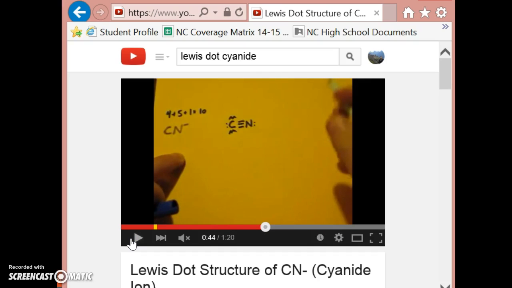So cyanide actually has a triple bond where carbon and nitrogen are sharing 6 electrons in the middle. Remember, each of the lines represents 2 electrons. So those 3 lines are 6 electrons. And then carbon and nitrogen both have a lone pair on them, so that they will both have 8. Okay.